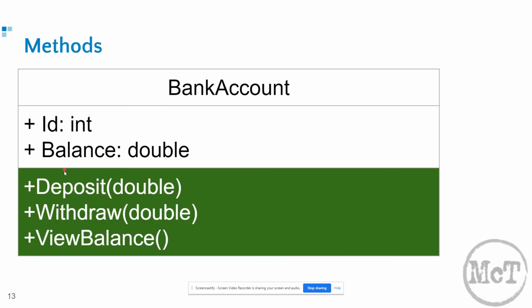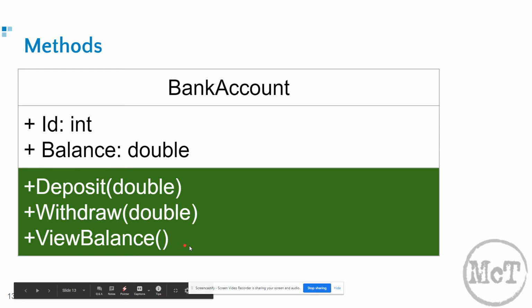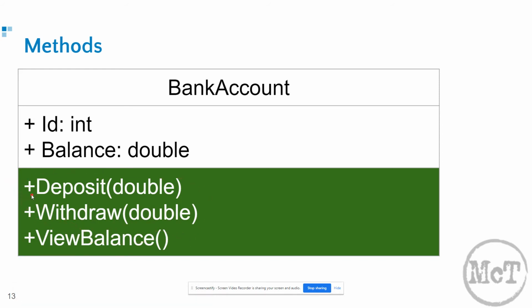So third section, this is my methods. For each method, you have your access modifier, so the plus sign indicates public. You have the name of the method and then the brackets and what type of data type. Now, if these methods return a value, then I would have the return data type listed afterwards.